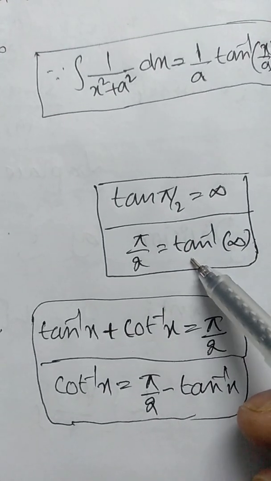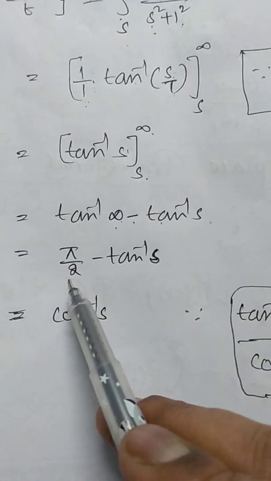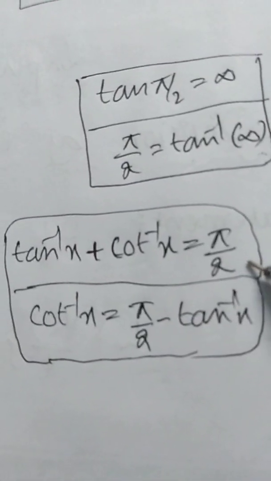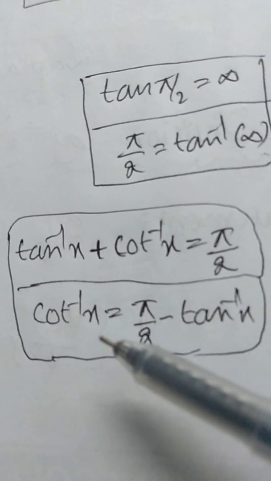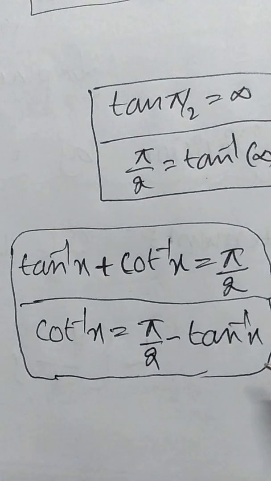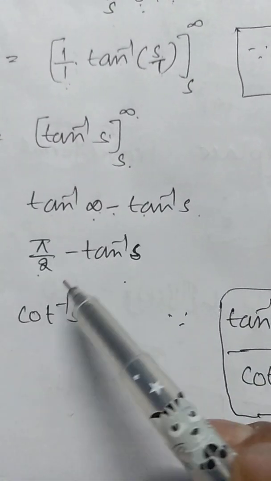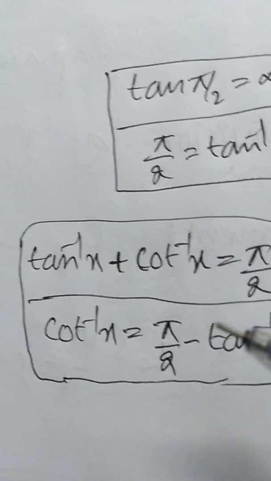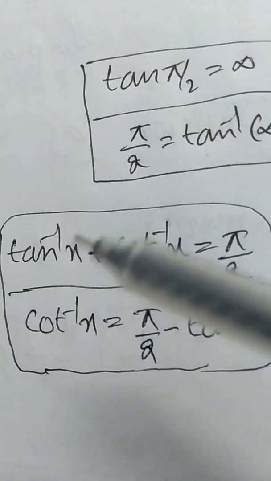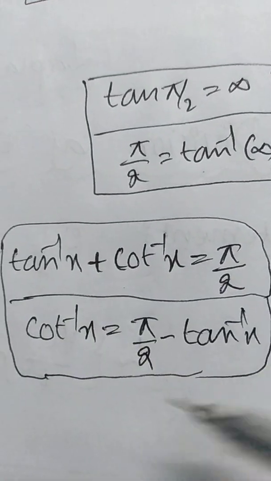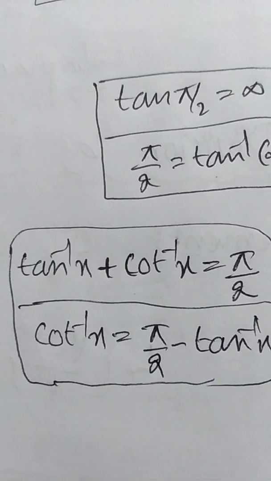According to this value, tan inverse of infinity is equal to pi by 2, minus tan inverse of s. Since tan inverse of x plus cot inverse of x is equal to pi by 2, we can write cot inverse of x is equal to pi by 2 minus tan inverse of x. So pi by 2 minus tan inverse of s is equal to cot inverse of s, according to this inverse property. This is the inverse trigonometric function formula.